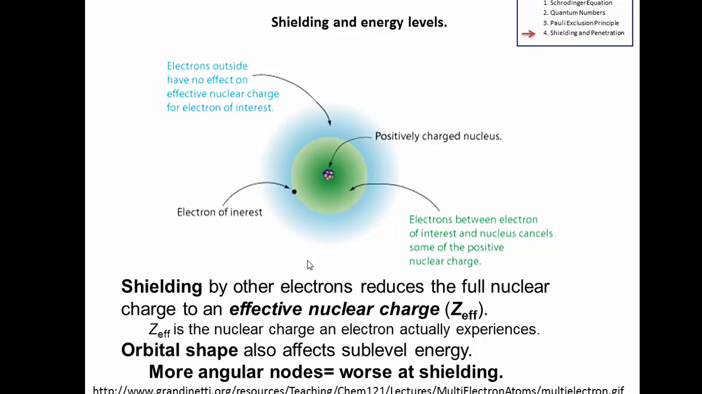So this is just a picture of penetration and shielding. Well, really just shielding. Here we have an electron of interest, and we have this positively charged nucleus. Electrons that are between this electron that we care about and this nucleus are going to shield the nucleus, and so this electron won't feel as great of a charge. And the more angular nodes that you have for an orbital, the worse you are at shielding. So an s orbital is much better at shielding than, say, a p. P is better at shielding than a d or an f orbital.